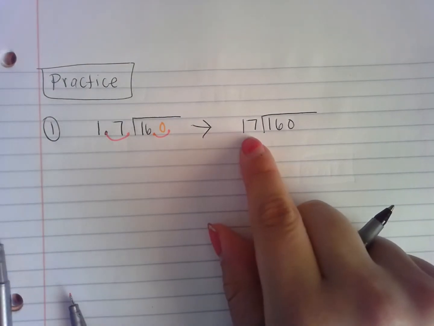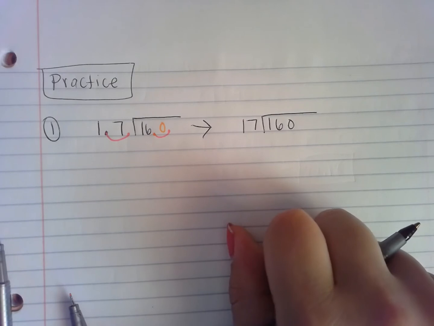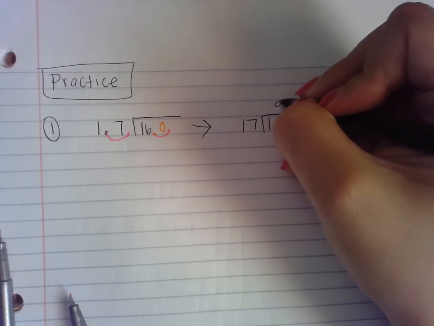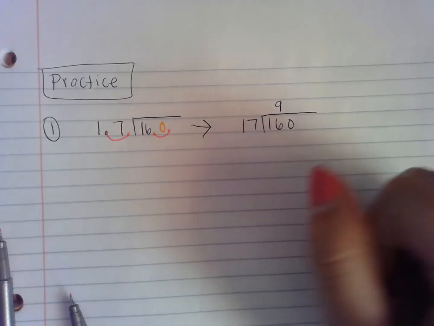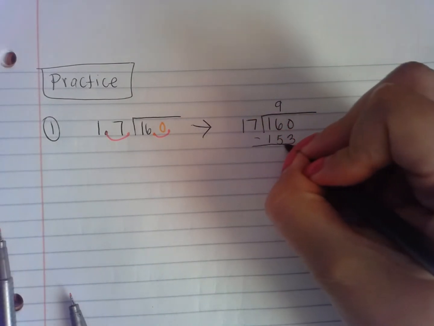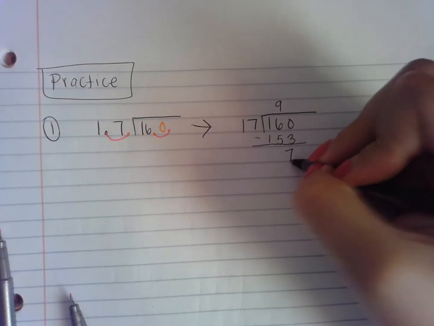So let's continue on. How many times does 17 go into 160? Because 17 can't go into 16, so we'll talk about 160 here. And that will actually be 9 times, because 17 times 9 will just give me 153. 160 minus 153 would just give me 7.